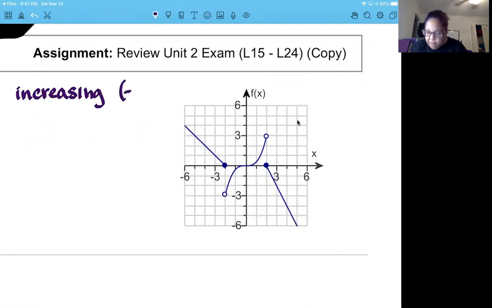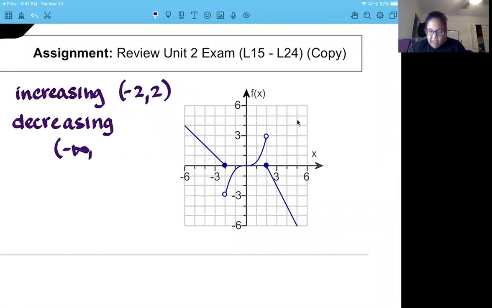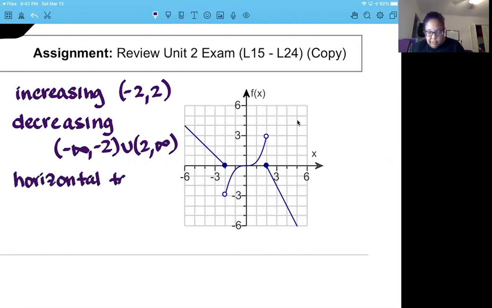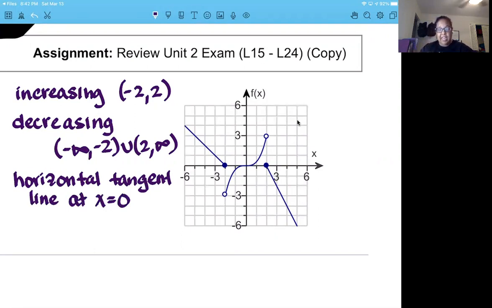So first, I'm going to notice that it's increasing from -2 to 2, so that must be above the x-axis, and it's decreasing from -infinity to -2 and 2 to infinity. There's a horizontal tangent line at x equals 0, so my graph of the derivative must touch the x-axis.